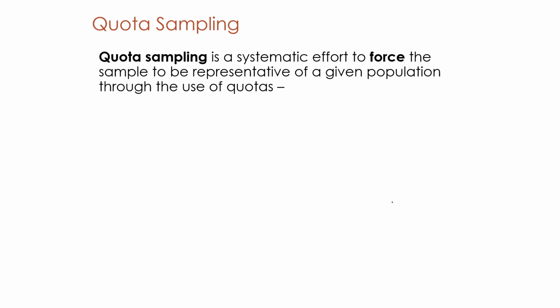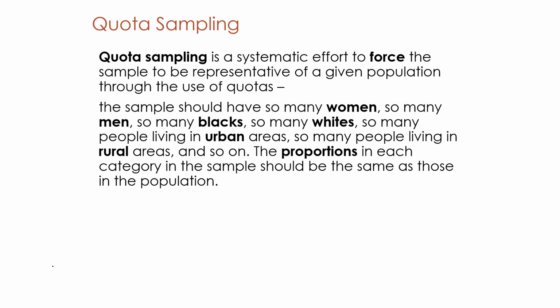Quota sampling is a systematic effort to force the sample to be representative of a given population through the use of quotas. The sample should have so many women, so many men, so many blacks, so many whites, so many people living in urban areas, so many people living in rural areas, and so on. The proportions in each category in the sample should be the same as those in the population.